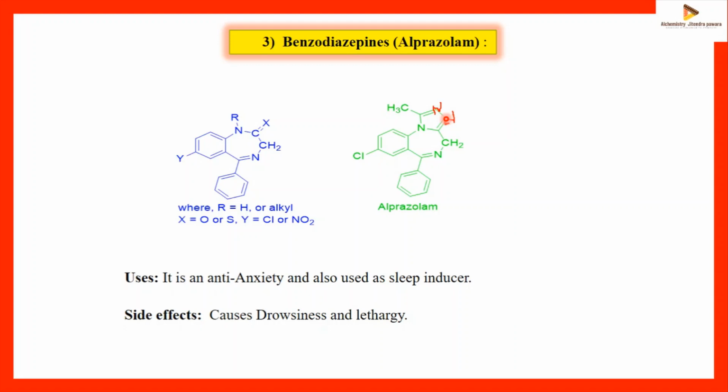The uses of alprazolam are as an anti-anxiety agent and also a sleep inducer, and the side effect is that it causes drowsiness and lethargy, meaning chakkar yene aani susti. So this is the third class, that is benzodiazepine, and the example is alprazolam. This is the structure of alprazolam.